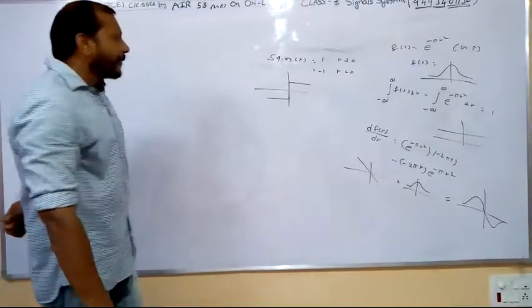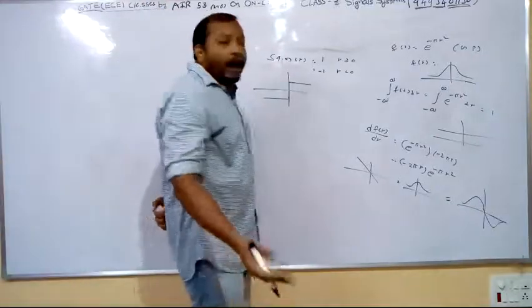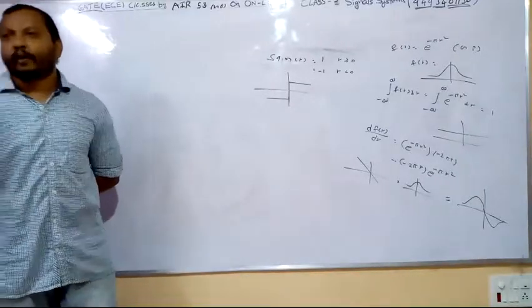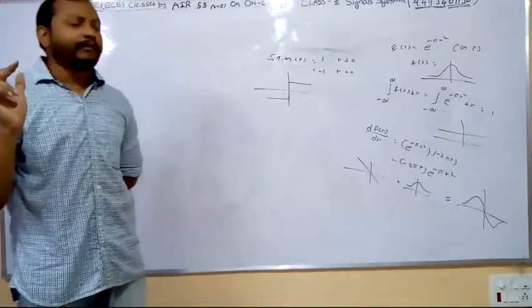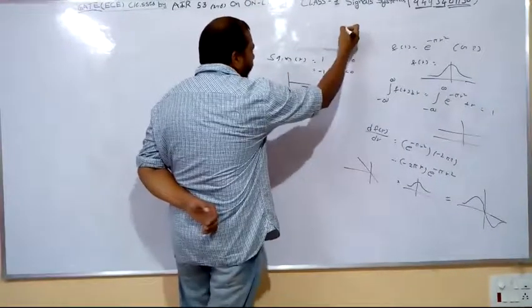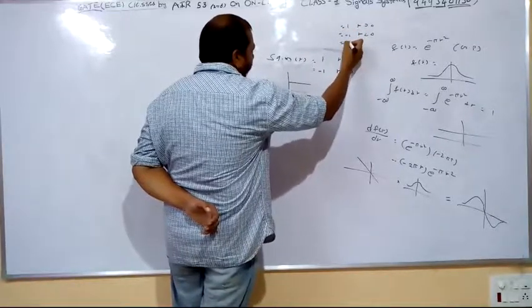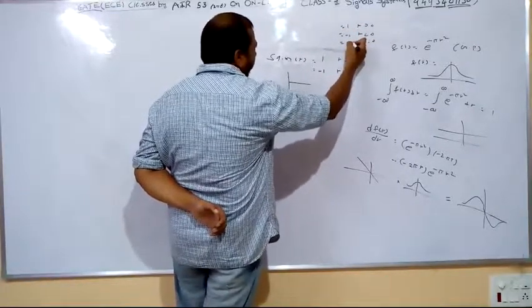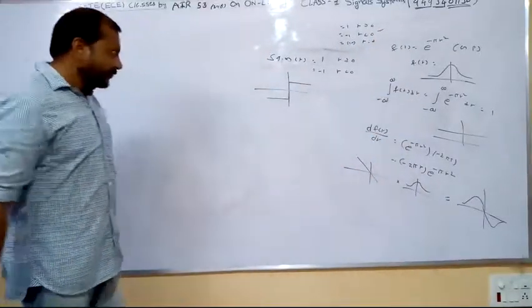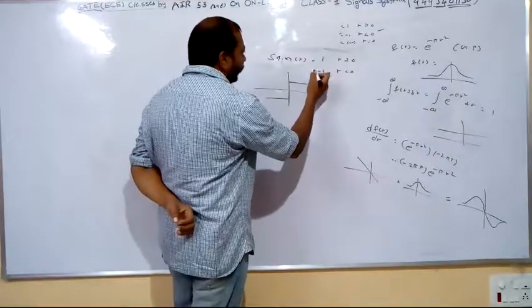Here also the options may be available like this: 1 for t greater than 0, minus 1 for t less than 0, and cannot say the value at t equal to 0. In that case you have to select that answer, strictly speaking. If the options are given as 1 for t greater than 0, minus 1 for t less than 0, cannot say for t equal to 0, then you have to select this answer only. Otherwise, the signum of t function is equal to 1 for t greater than or equal to 0 and minus 1 for t less than 0.